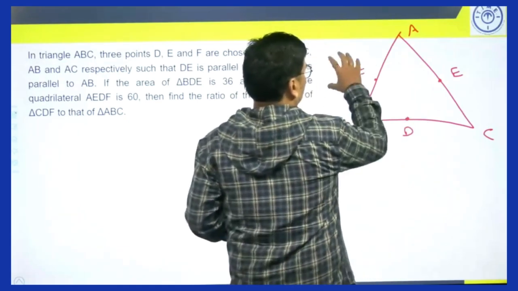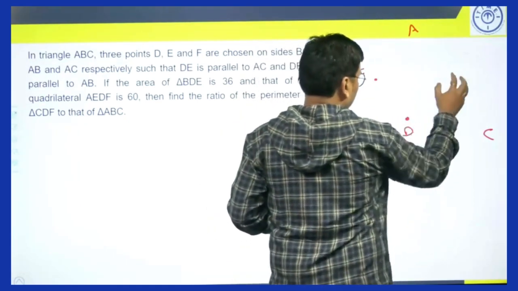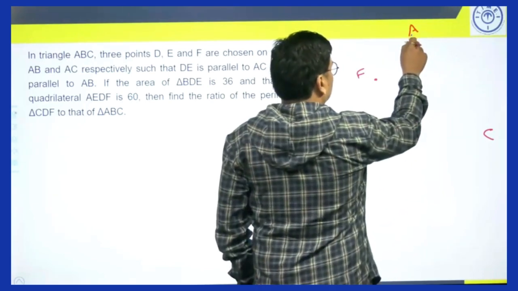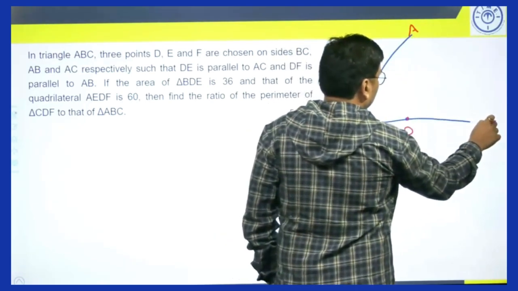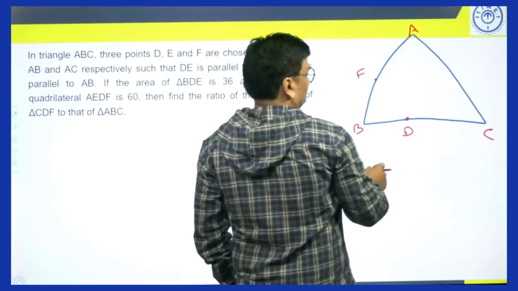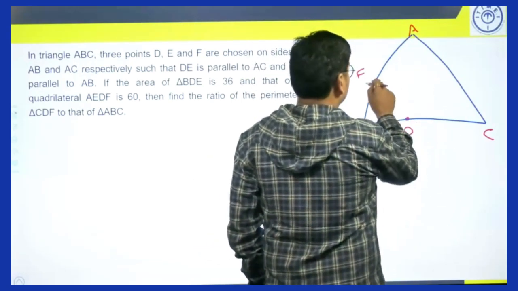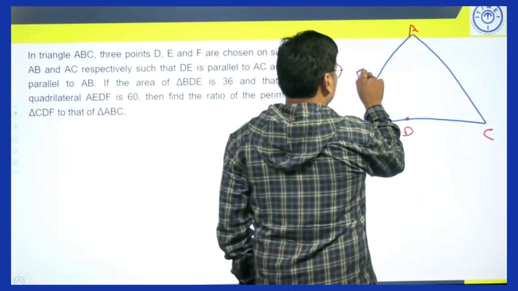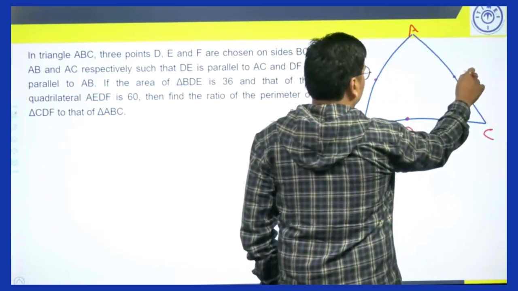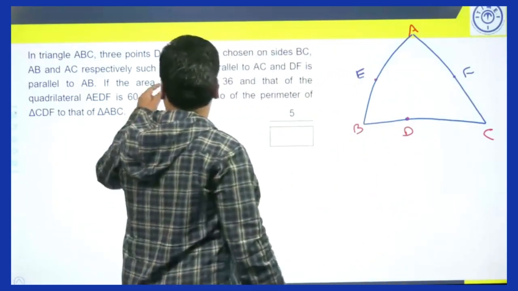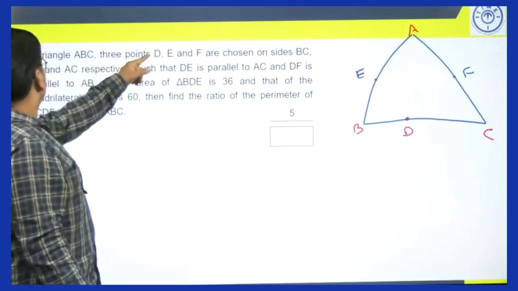So sorry, I think we have taken it in the wrong way. One second. I'll just redraw it again. This is your ABC triangle, the larger one. This is your point D, this is E, and this is F. F is on AC, I believe. F is on AC, E is on AB.